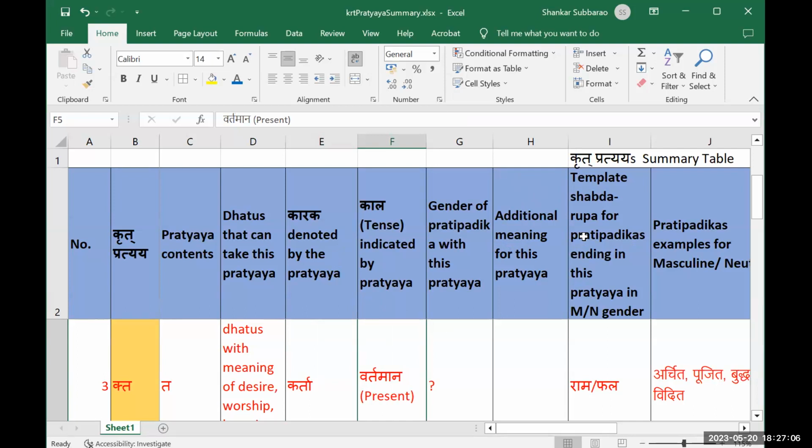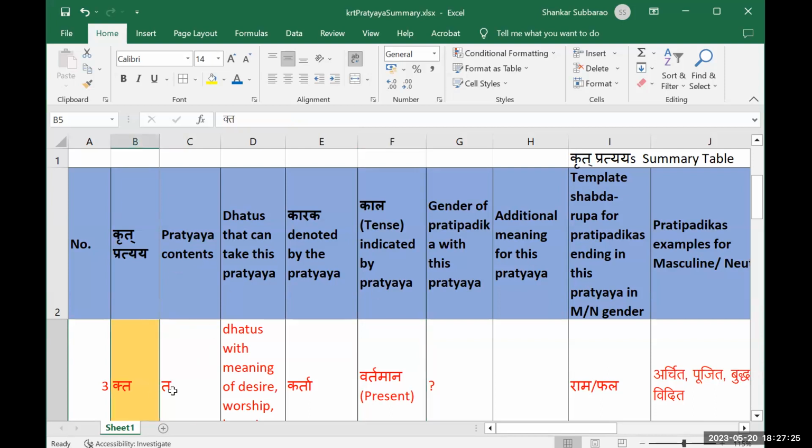You could have also said this instead of gamyate. If you use lang lakara, you could have made it in the same meaning also. Lang or lit lakara, if you use past tense, you would have got the same meaning as gata. No trouble. All right.